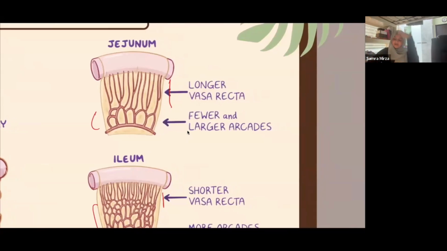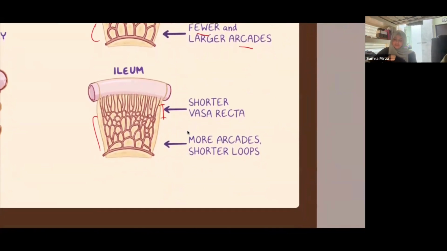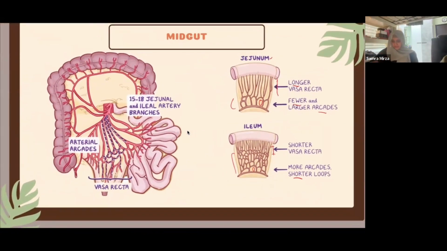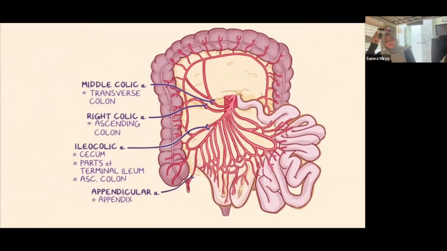So you first have a long section of the vasa recta, and then you come down, and then you have the arcades. So that's the jejunum. Again, longer vasa recta and fewer arcades. For the ileum, the vasa recta run very short compared to the jejunum. And because the vasa recta run short, there's more room for arcades. So there's a larger quantity of arcades with shorter loops because they're smaller compared to these ones. So that's part done.